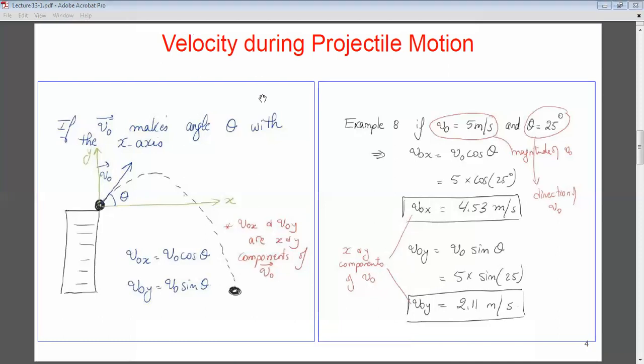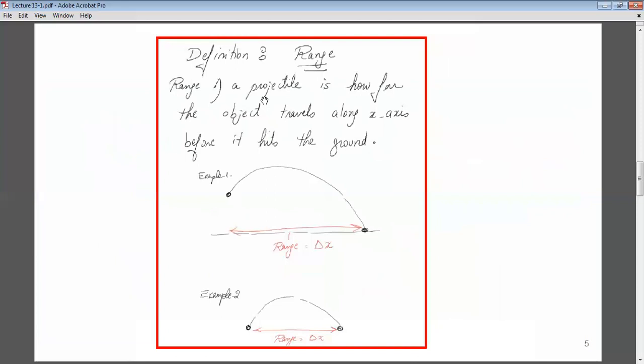Now I just want to add one more definition before I move forward, which is the range. The range of a projectile is how far the object travels along the x-axis before it hits the ground. Imagine I'm throwing a ball from the top of a building. It will go up and then reach the ground and hit here. So the range is from where it was thrown till where it reached, on the x-axis. So it is delta x.